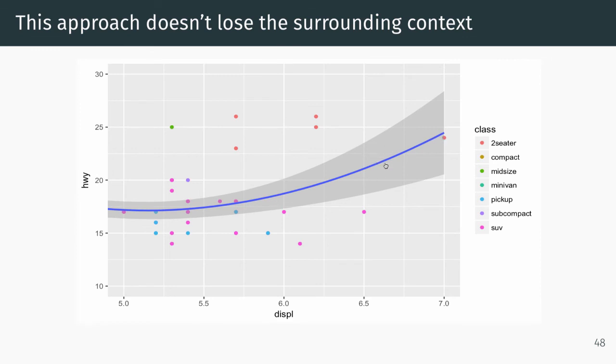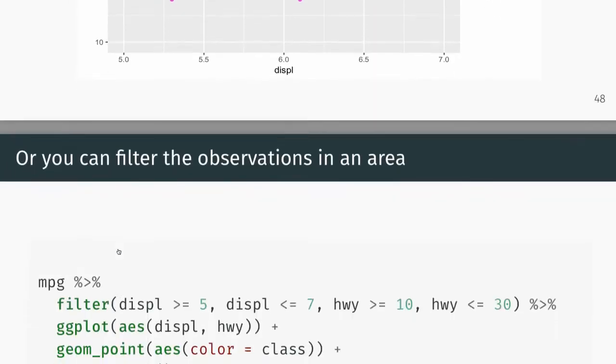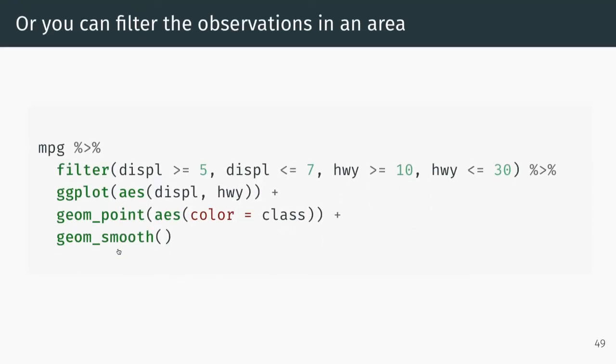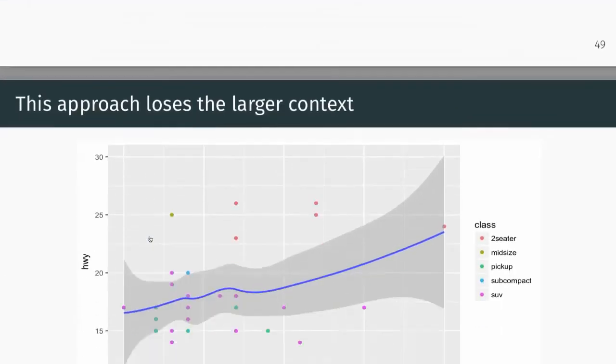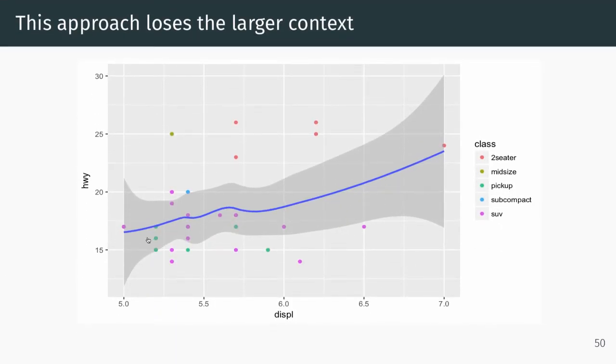So notice the smoothing line, and also notice the error bars around it. We're getting this influenced by all the data points. Now, another thing that we could do instead, which our authors do not recommend, is simply filter out all the other data points. So here we're filtering just the data points in that window, and then we're just plotting those data points. And what happens is the error bars get much wider, because we have less data to work with, and the smoothing line is much less stable.